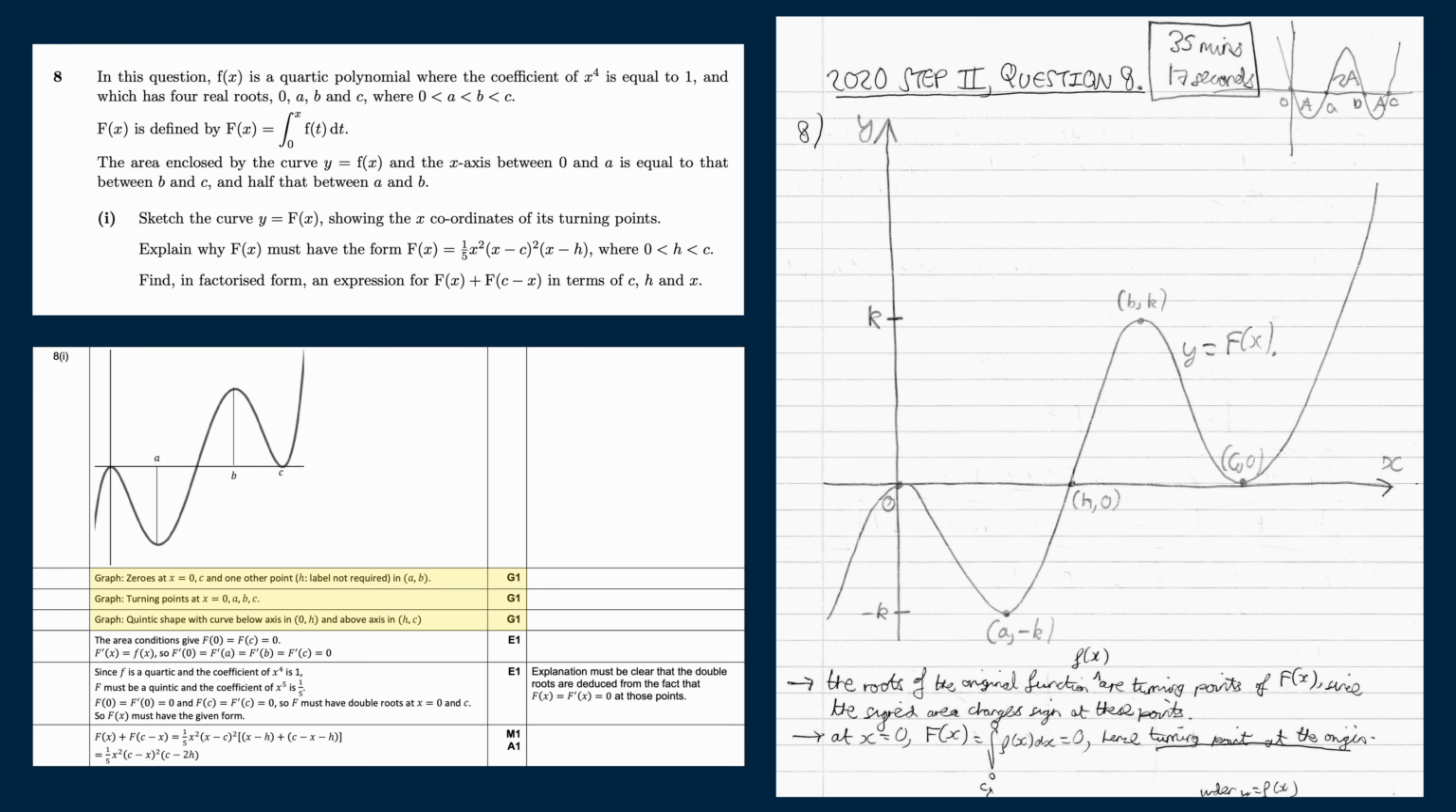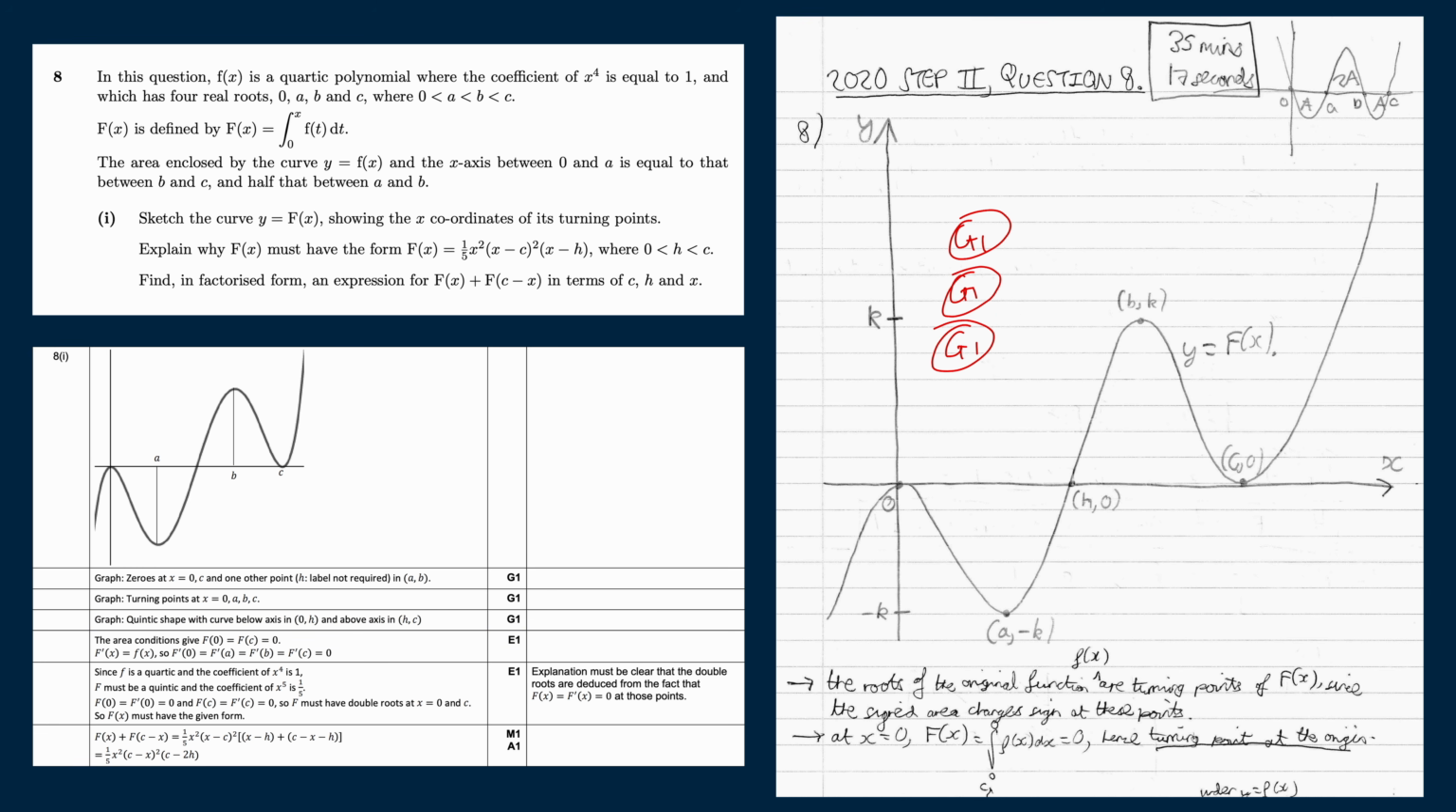Now, in this case, we've got a lovely big graph. I'm pleased to see that it's taking up half a page. I think that's a really good guideline to aim for: half a page for a graph so that the examiner can clearly see the key features. And indeed, all the key features are clearly correct here. The first G mark is for the correct x-intercepts. Indeed, we have that. The second G mark is for the correct turning points. Indeed, we have that. And the third is for the quintic shape, which is negative between 0 and h and positive between h and c. And indeed, we have that too.